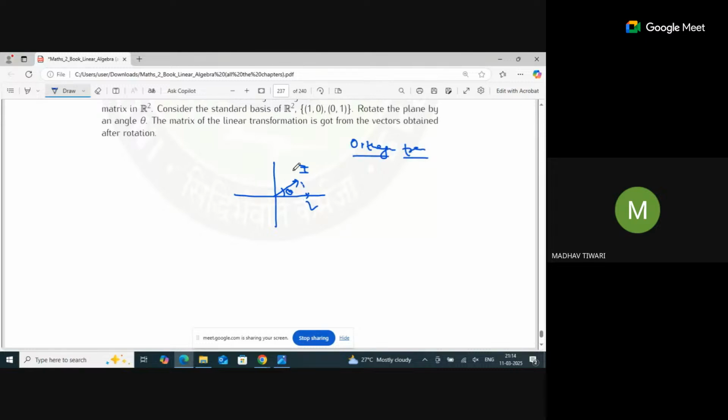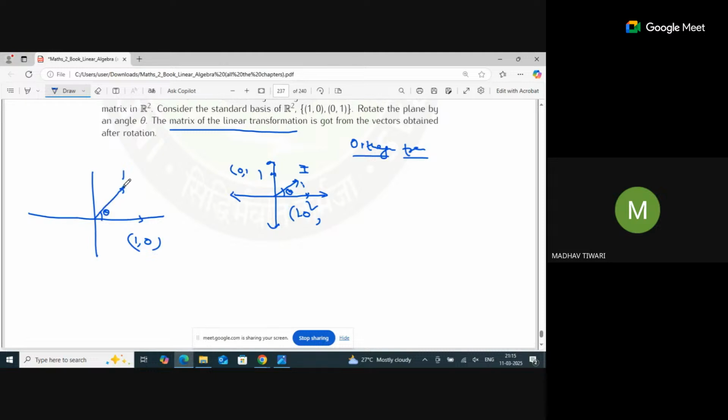Okay. So how do we find the matrix for this linear transformation, as we found before? Now we will find it for this. I will take the standard basis. Suppose this is 1 comma 0 and this vector I am taking is 0 comma 1. If you observe carefully, this vector was earlier 1 comma 0. It has a length 1, right? And if I rotate it, its length will be preserved. So now its length is still 1, but it is at angle theta.